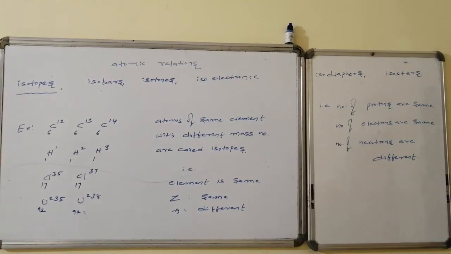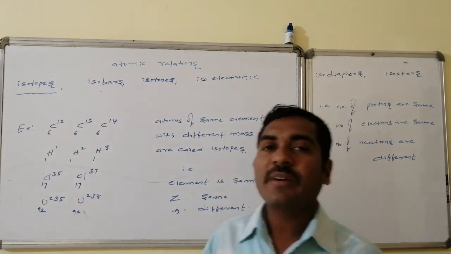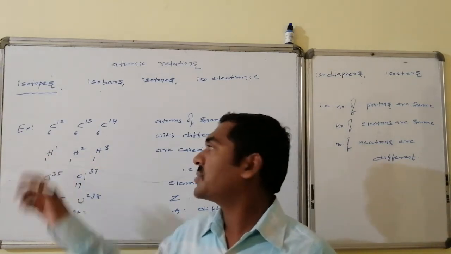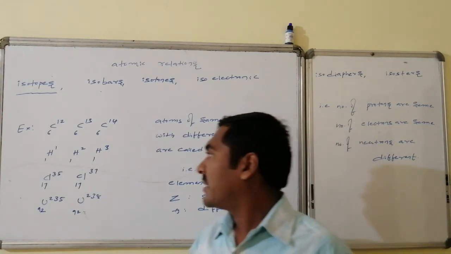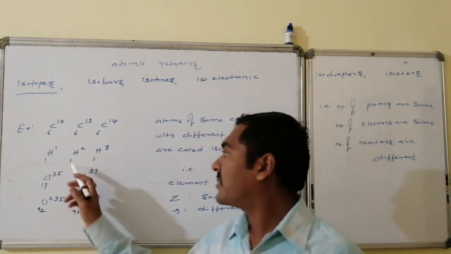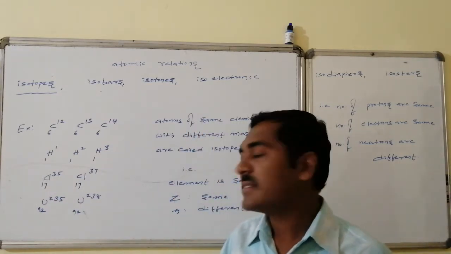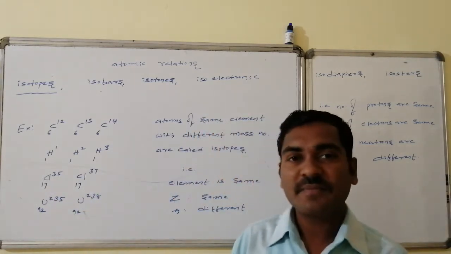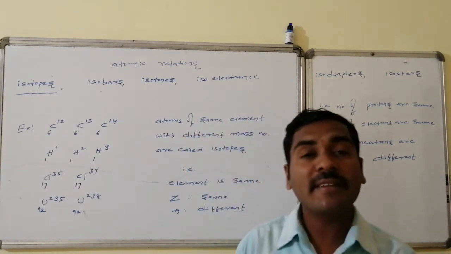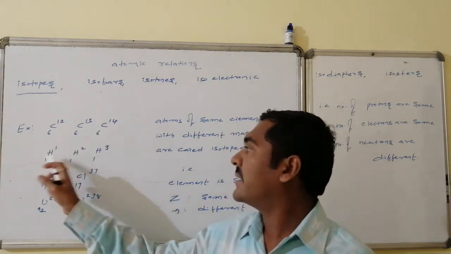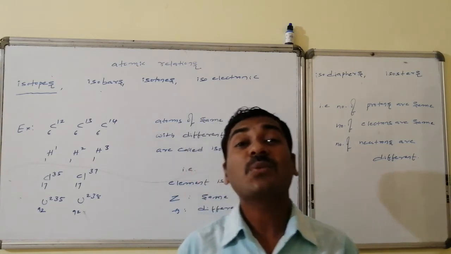Yes, isotopes. See here, carbon: we have three varieties of carbon available in nature. Carbon 6-12 is there, carbon 6-13 is there, carbon 6-14 is there. Similarly, hydrogen 1-1 is there, hydrogen 1-2 is there, hydrogen 1-3 is there. Chlorine 17-35 is there, chlorine 17-37 is there. Uranium 92-235 is there, similarly 92-238 is also there. This set and this set, the carbon family one to the other, are said to be isotopes of one another.